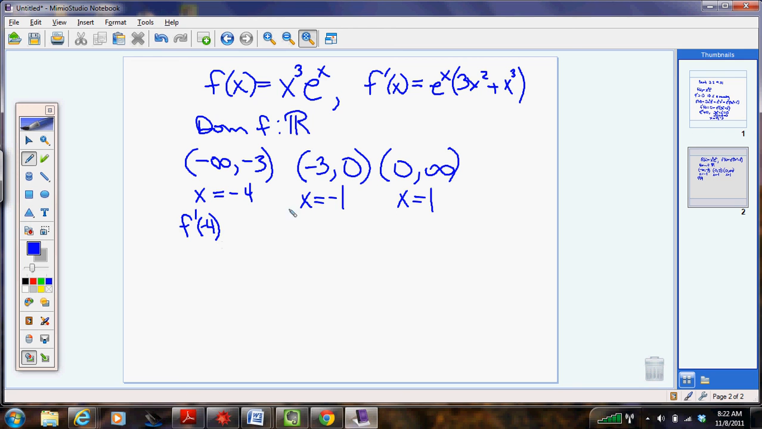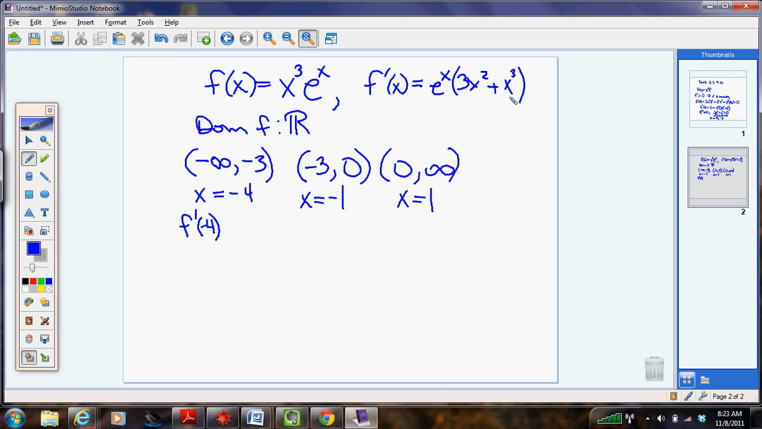So f prime of -4. Let's go back up here and take a look at f prime. We know e to the x is always greater than 0 for all values of x. That's just the nature of exponential functions. So this is positive, no matter what x is. Now if I plug in -4, what do I get here?